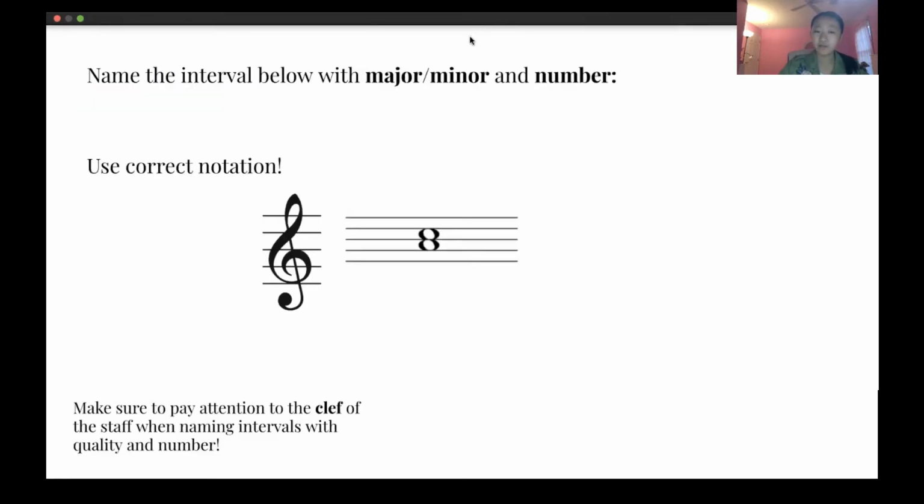So name the interval below with its quality, major or minor, and number. And since we're doing notation, I'll have you guys type it in the chat for the first one. So the right answer is a minor third. Does anybody want to explain why? Yes, I can explain. Go ahead.